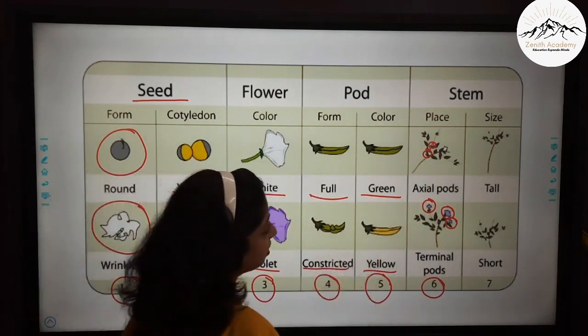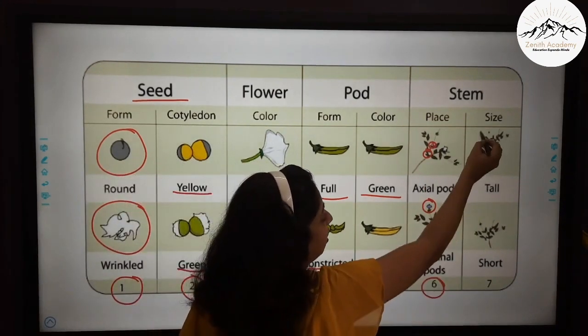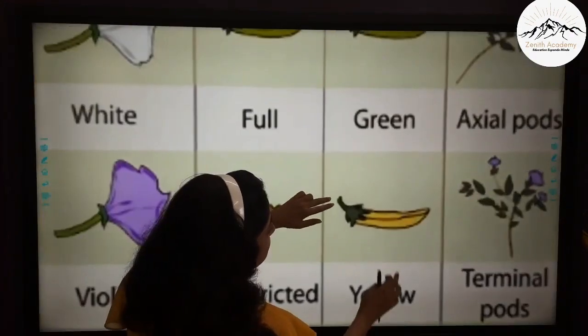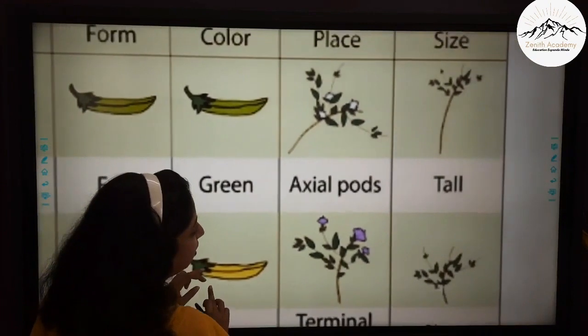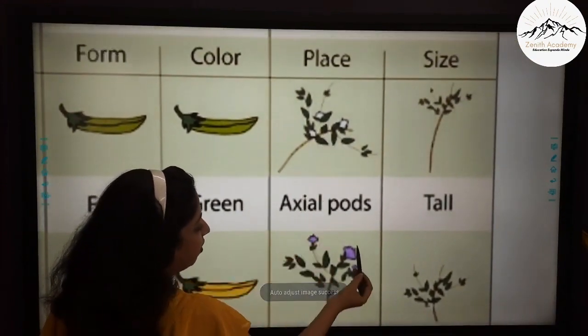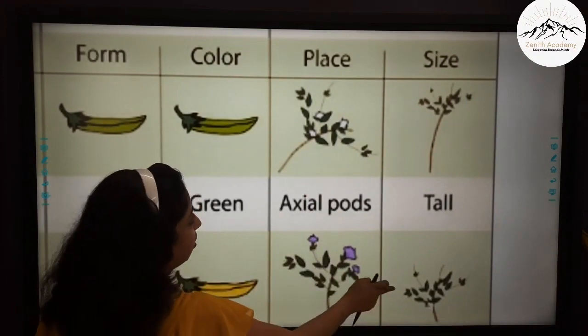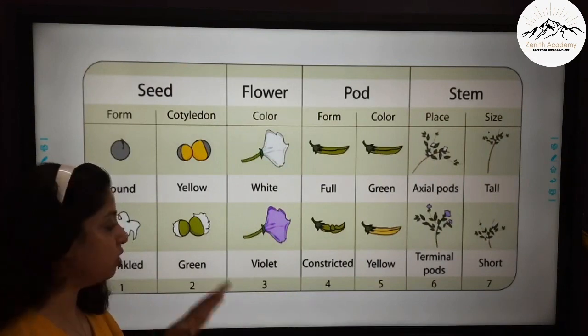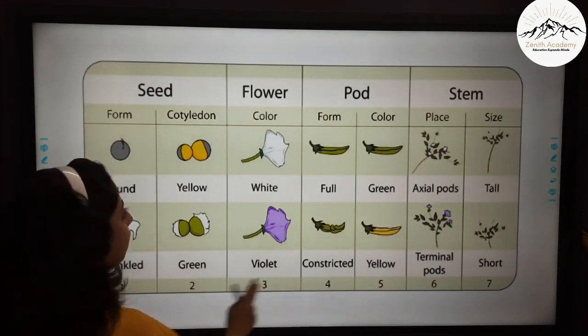The next is size. Here you can see the plant is tall and here it is short or dwarf. I'll enlarge this and show you exactly the terminal and axial pods. Here you can see the flowers are in between and here they are at terminals. Okay. So these were the seven characteristics that Mendel chose to work upon.